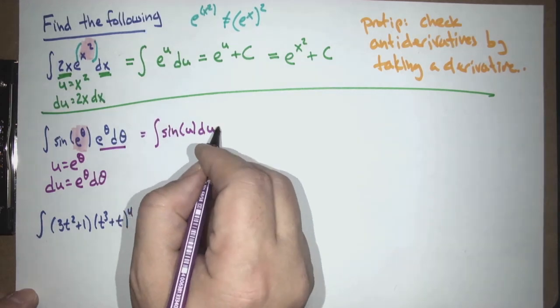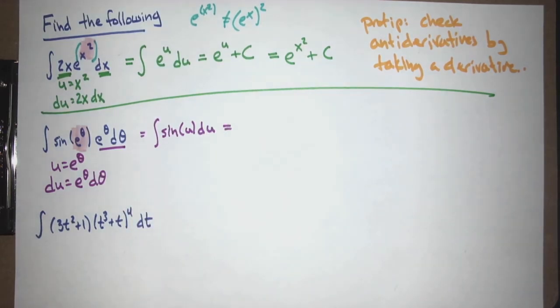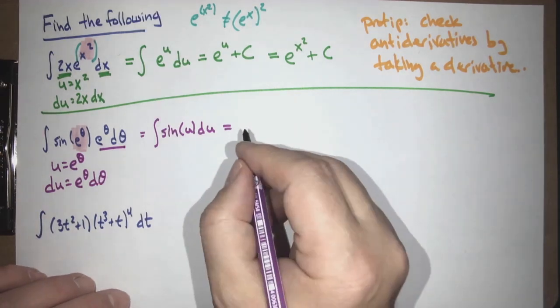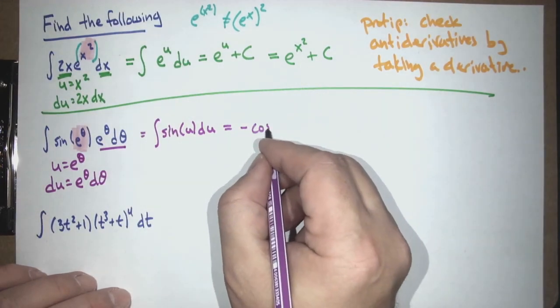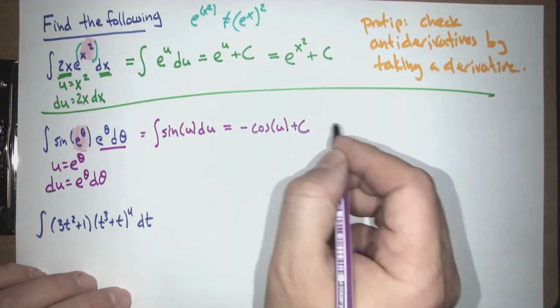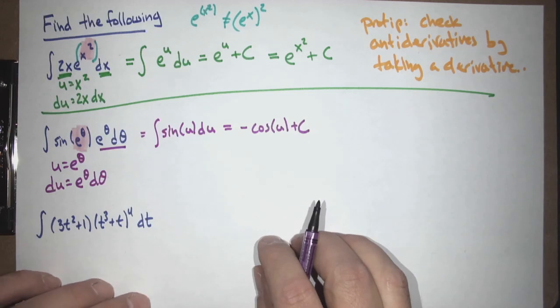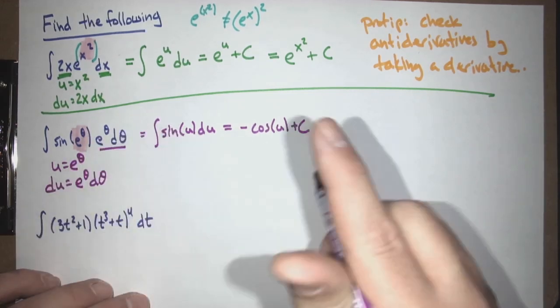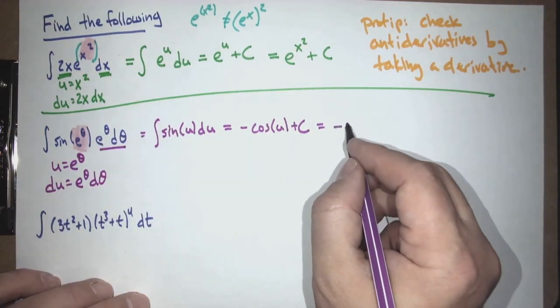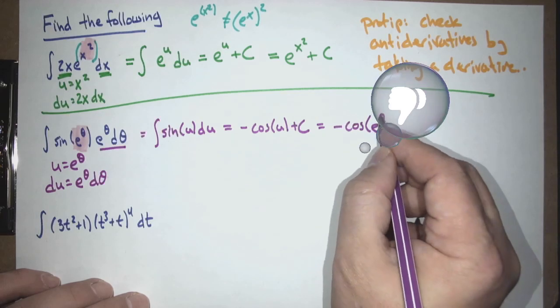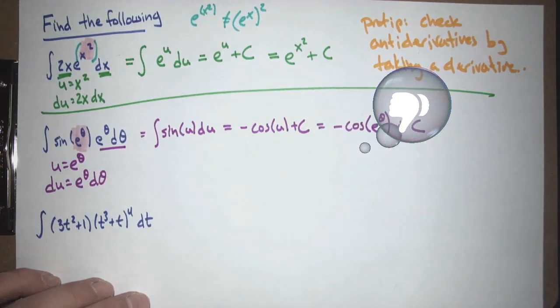Sine of u du. Is that one of our basic integrals that we know how to do? Yes. What's the integral of sine? Negative cosine or positive cosine? Negative. Good. Okay, is this our answer? Got to go back, right? We got to get back to theta. So negative cosine e to the theta plus c.